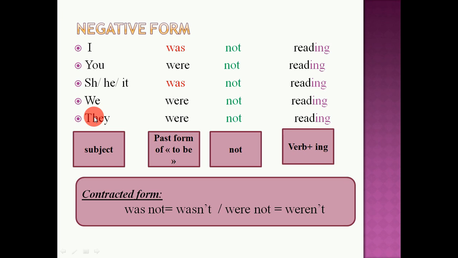So عندنا في negative form subject plus past form of to be plus not plus the ing form of the verb. So negative form عنده contracted form يعني the short form. Was not نقدر نقولها wasn't. Generally in speaking, not in writing. نستعملوا ال contracted form when speaking. Okay. So contracted form of was not هو wasn't. Contracted form of were not هي weren't. Clear?